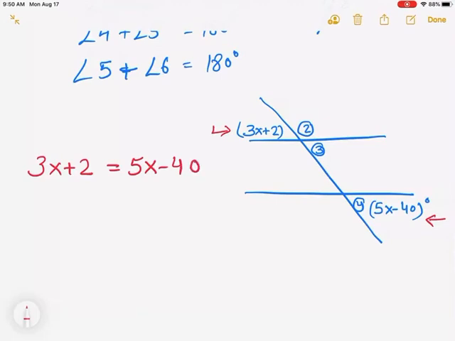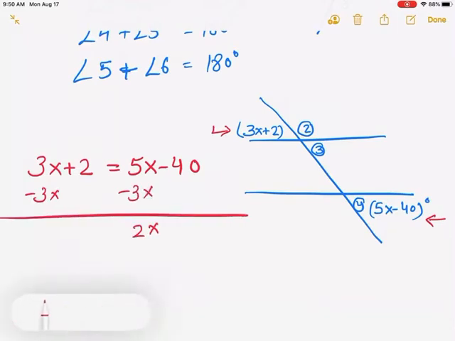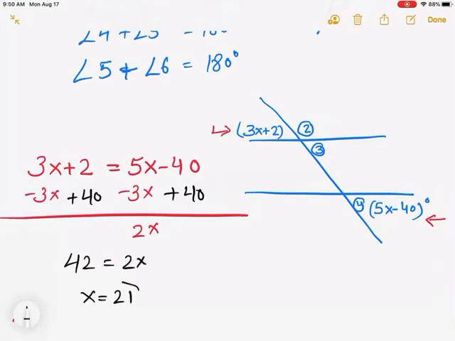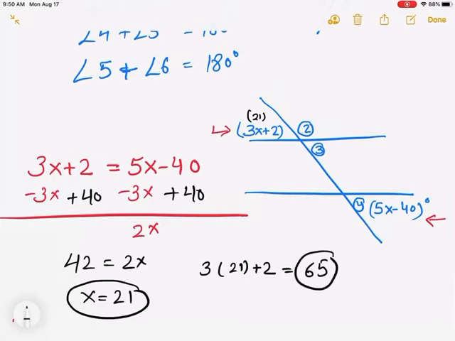I'll solve for x, combine like terms, take away 3x both sides. This becomes 2x. I would add 40 both sides. So this becomes 42 and it's equal to 2x, and x would be equal to 21. But that's not my angle. So you have to plug this number back into each expression. So 3 times 21 plus 2, this would be 65. So if that angle is 65, this would also be 65 degrees.